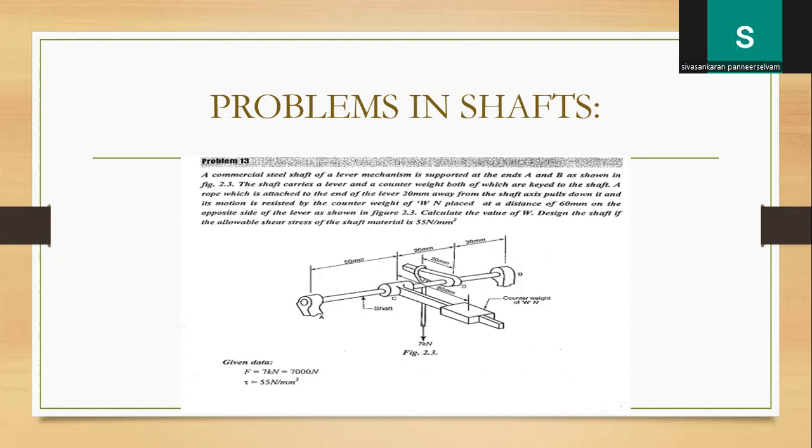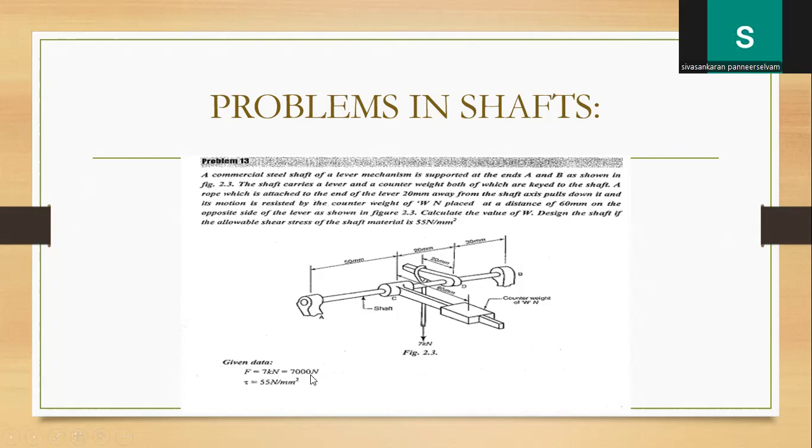We don't know the value of the counterweight W. That also we have to calculate. But the distance of the counterweight is 60 mm on the opposite side of the lever, as shown in the figure. You can note here the distance of the counterweight. Calculate the value of the counterweight W and design the shaft if the allowable shear stress of the shaft material tau is equal to 55 Newton per mm square. So we want to calculate the counterweight and also the diameter of the shaft, two things.